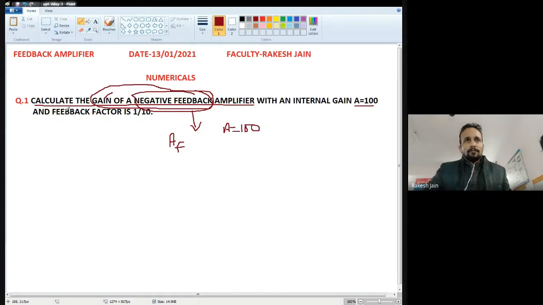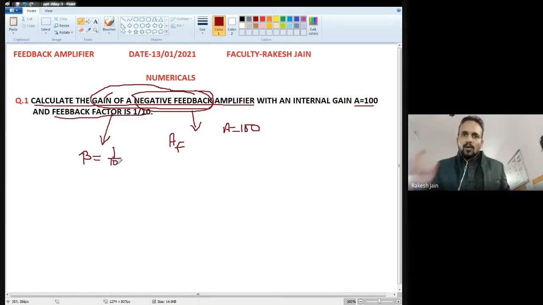And the feedback factor is always known as beta. So beta is given as 1 by 10. What is the question? Once again, we have the without feedback gain A equal to 100. The feedback factor beta is equal to 0.1, because it is 1 upon 10. And we have to calculate the gain after applying the feedback, that is the gain with negative feedback. This is the AF we have to find.